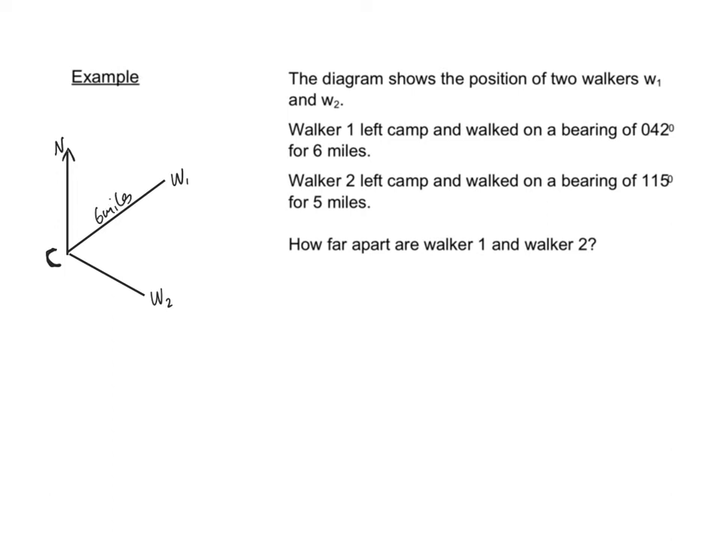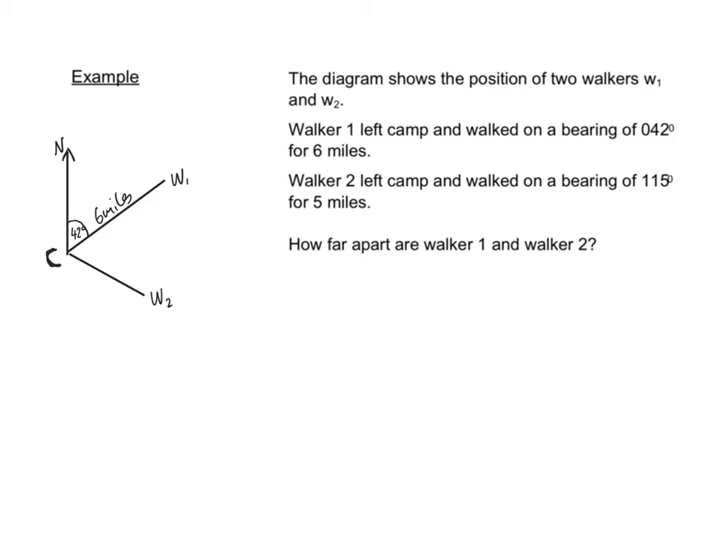And we can also maybe look at the bearing here. So he walked on a bearing of 042. Now remember, bearings are always measured from north and they're measured clockwise. So that means that the bearing of 042 means that this angle is 42 degrees in there. Okay, basically from here to here.